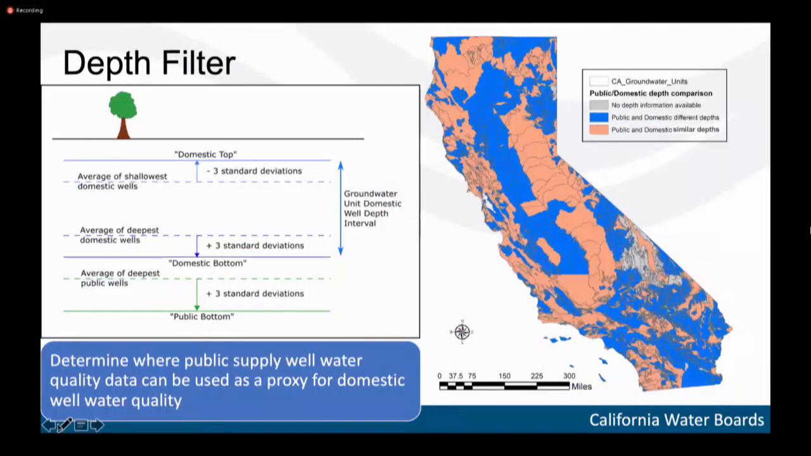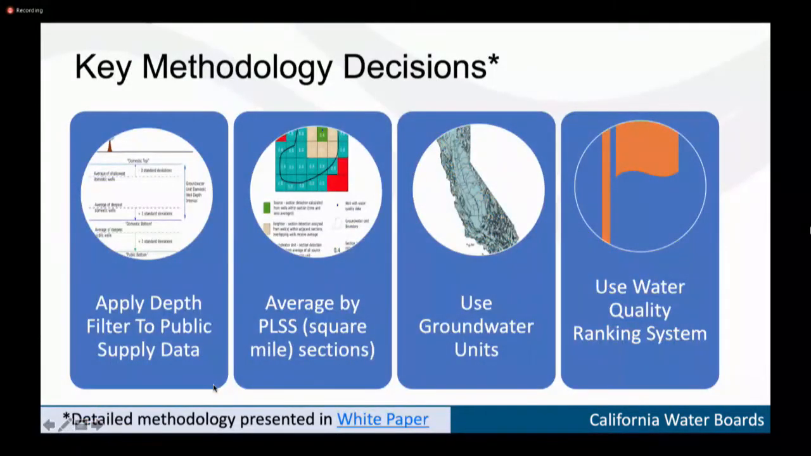I'm going to just highlight the decisions first. We also used a square mile grid section, the public land survey system, to expand water quality averages outside of well points. In tandem with this, we used an area of analysis called groundwater units, which even further expanded this estimation. I'll explain that in a bit. And finally, we combined multiple metrics of water quality into a final water quality ranking system.